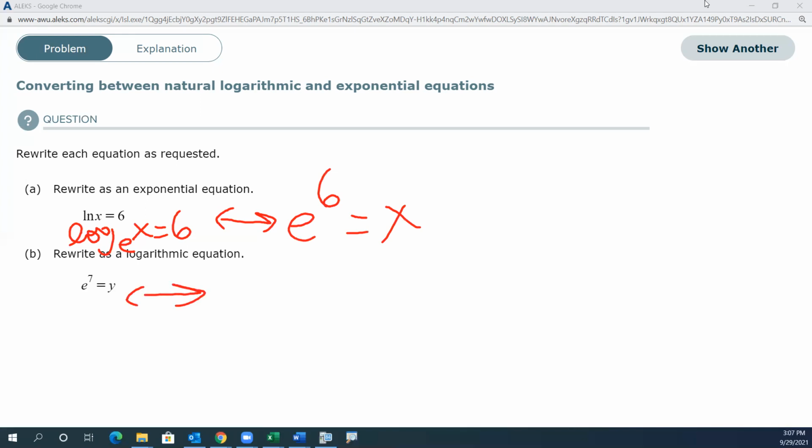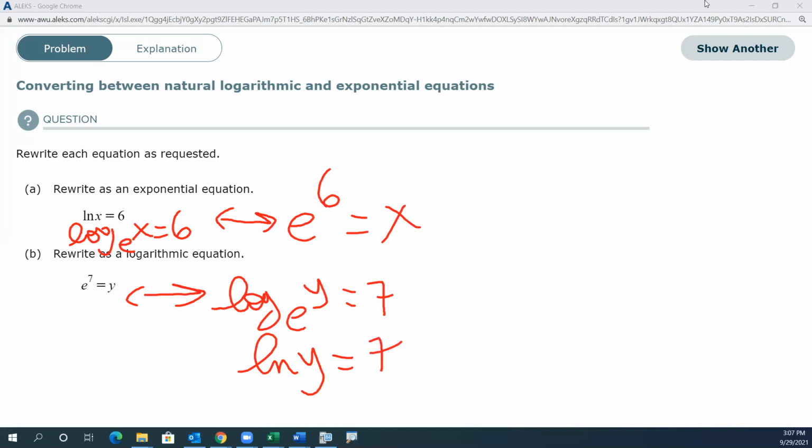And this one, log base e of y equals 7, or the cool kids will write ln of y equals 7.